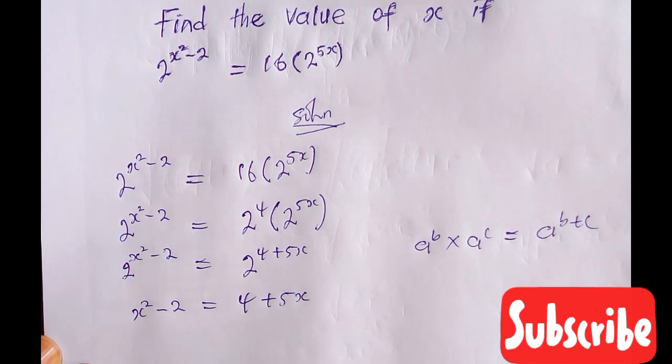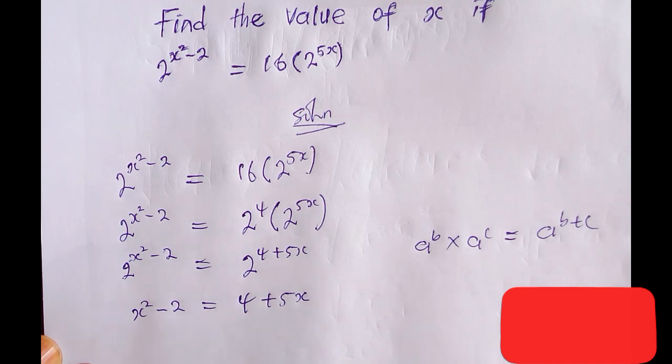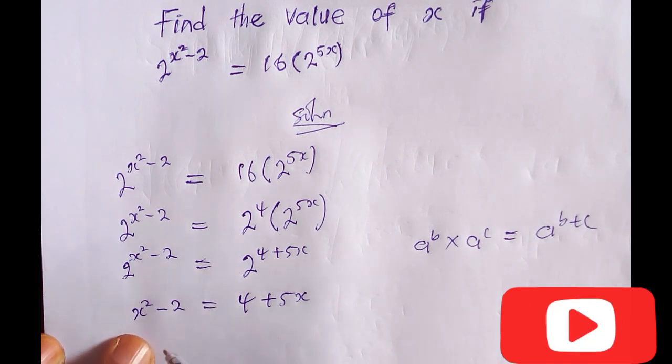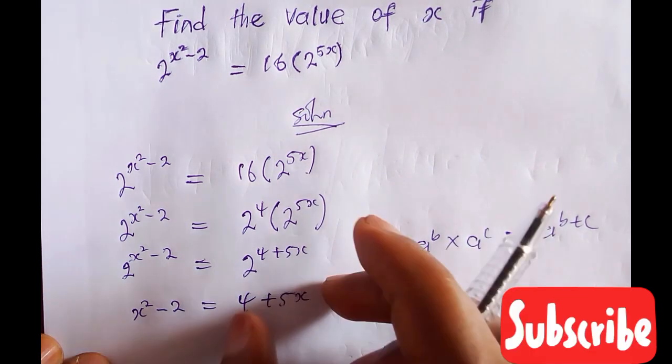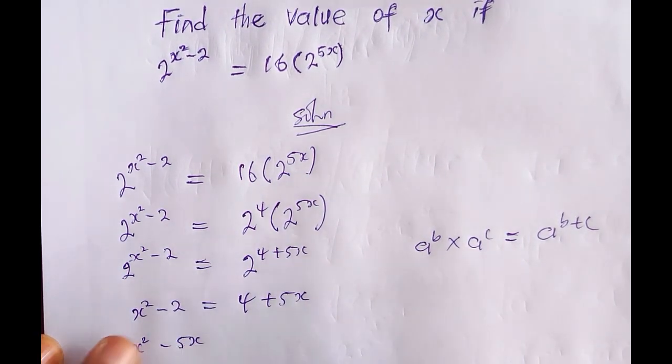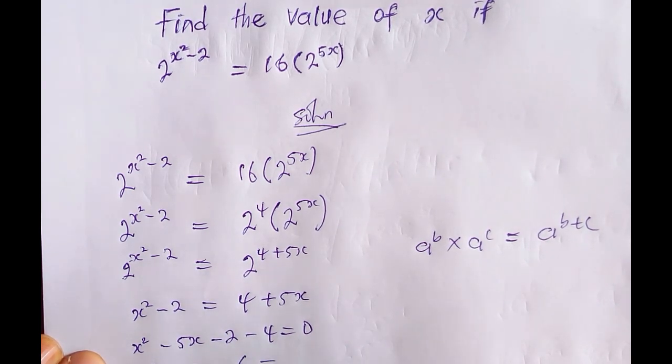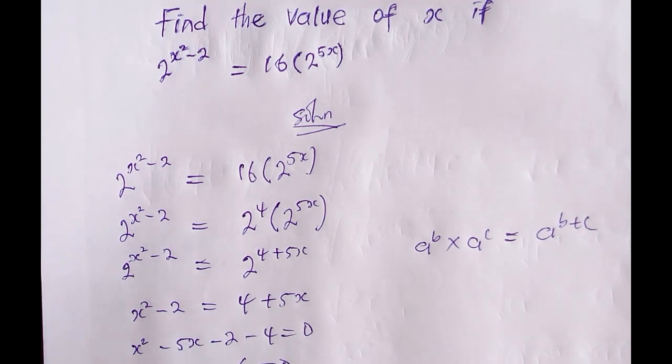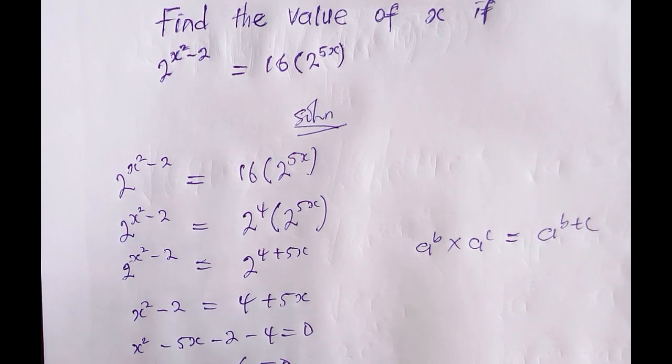Next thing we need to do here is to simplify by moving whatever is here to this side. We get x squared minus 5x minus 2 minus 4 equal to 0, which gives us x squared minus 5x minus 6 equal to 0. Clearly, this is a quadratic equation. To solve this quadratic equation, we are going to do it using the factorization method.